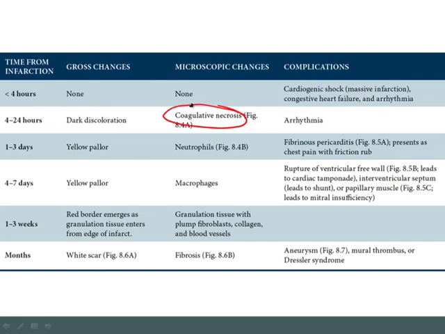Now, during the first 4 hours, you really don't get any changes at all. There are no microscopic changes, hence there will be no gross changes. The key complication during that first 4 hours is going to be cardiogenic shock. If you have a massive infarction, the heart will completely fail, and you'll get loss of blood supply to the vital organs, which is basically called shock. Again, inability to maintain systemic blood pressure with lack of blood flow to vital organs. So that's the one complication in that first 4 hours.